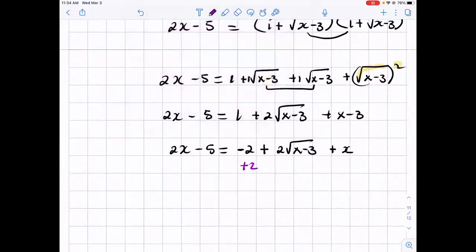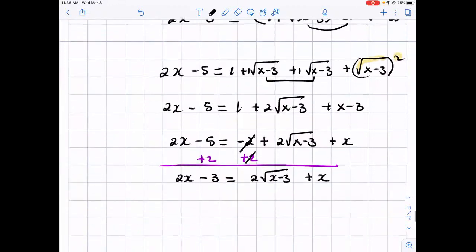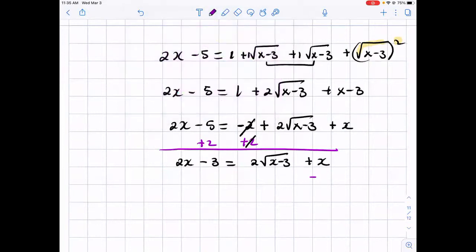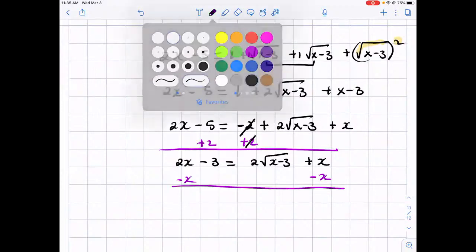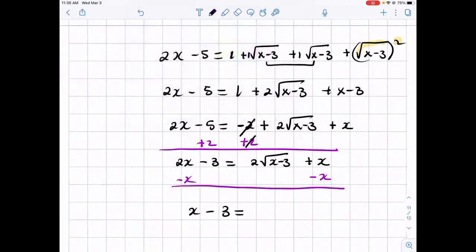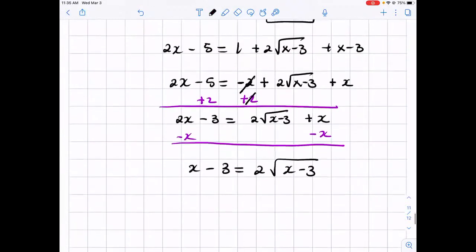So we add 2. If we add 2, we now have 2x minus 3. This will cancel with that. And we have 2 times the root of x minus 3 plus x. Now we can subtract x from both sides. And if we do this, we will have x minus 3 is equal to 2 root x minus 3. So notice our root is by itself.